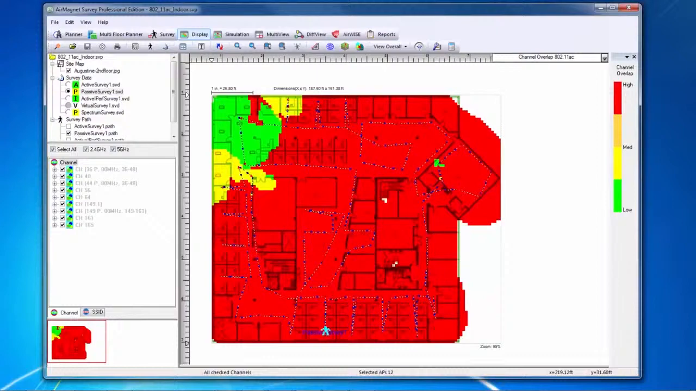The channel overlap 11ac heat map shows me where I have overlapping channels within my site, as 802.11ac allows for channel widths from 20 to 160 MHz. It's very valuable to look at this data and understand whether or not my wider channels can viably be used in a given deployment.